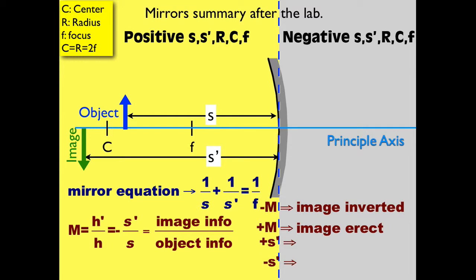In terms of the s's, if I have a positive s prime, that tells me that the image is on the real side where the light belongs. So it's a real image. And if it's a negative s prime, then the image appears where the light doesn't belong, and it's a virtual image.